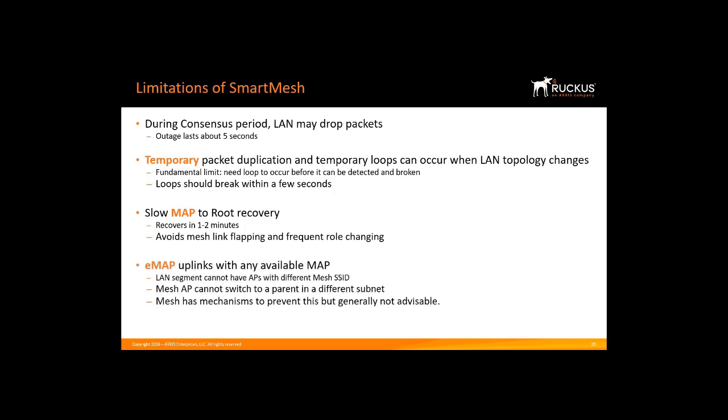Also keep in mind that eMAP uplinks and MAPs must not have different mesh SSIDs on LAN segments. eMAPs with uplinks to any available MAP on the same LAN segment must have the same mesh SSID. Mesh APs cannot switch to a parent in a different subnet. All meshing APs and root APs must be on the same subnet.